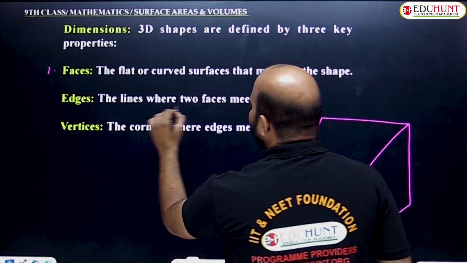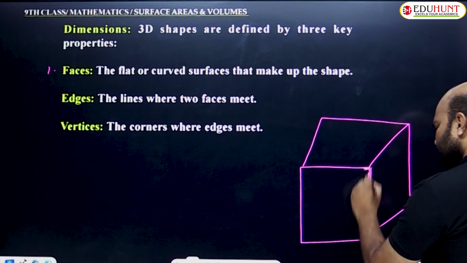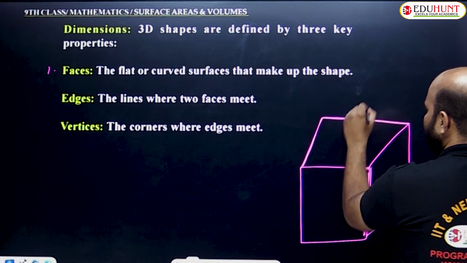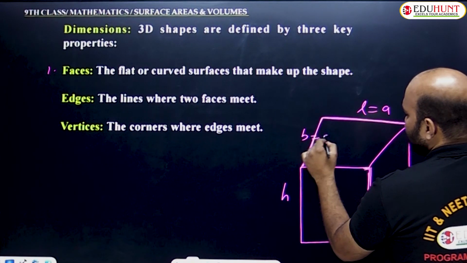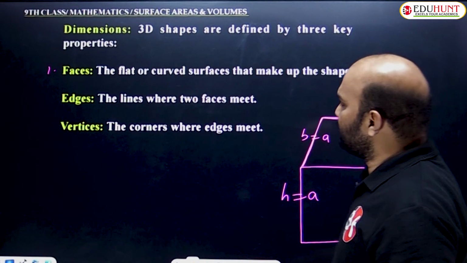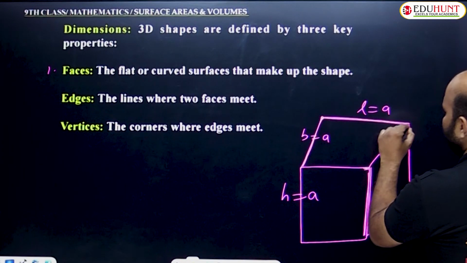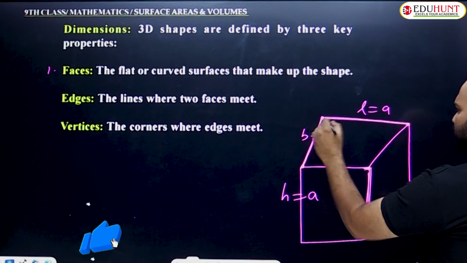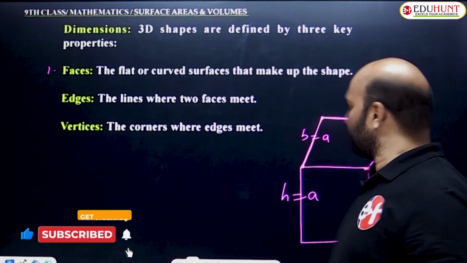Edge, the line where 2 faces meet. Where 2 faces meet is called an edge. Here edge means length, breadth, height. This is a length, this is a breadth, this is a height. But here length, breadth and height are all equal. That is called a cube. Again, vertices, the corners where edges meet, are called vertices. A cube contains a total of how many vertices? 4 vertices in the upper part, 4 in the lower part. Total becomes 8. Am I clear?